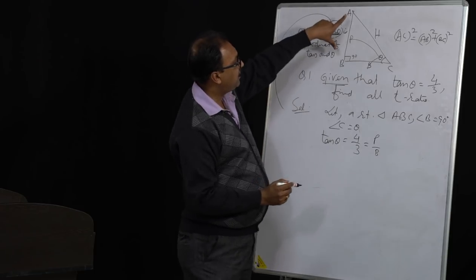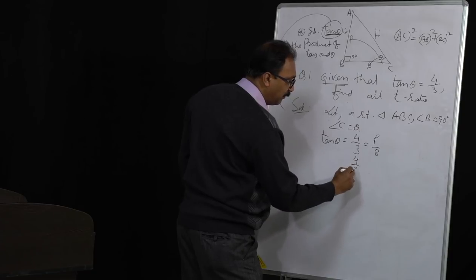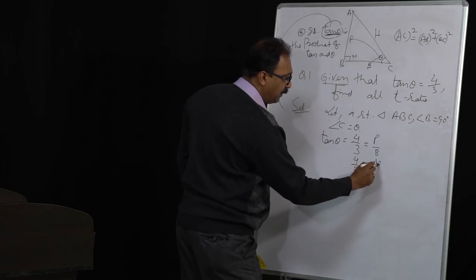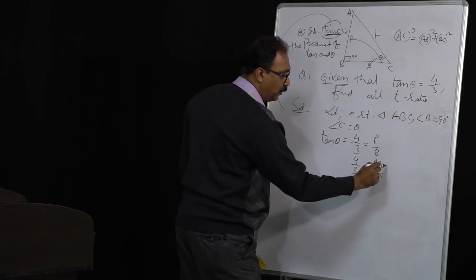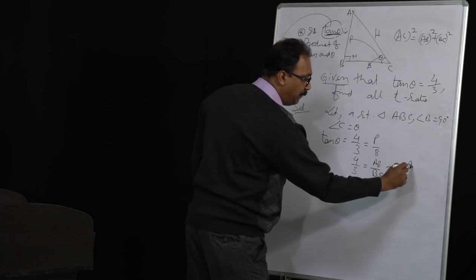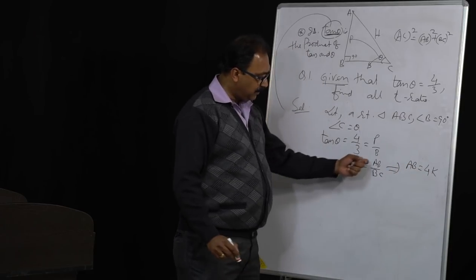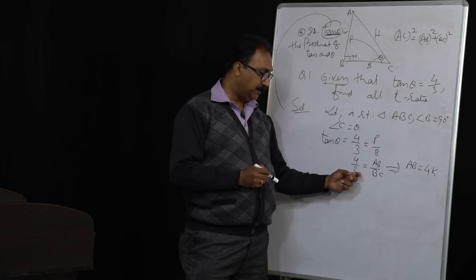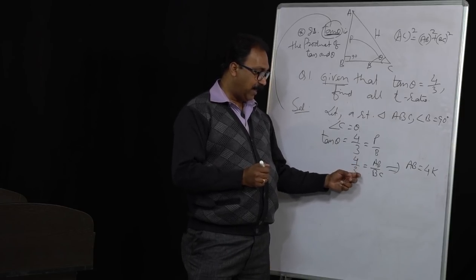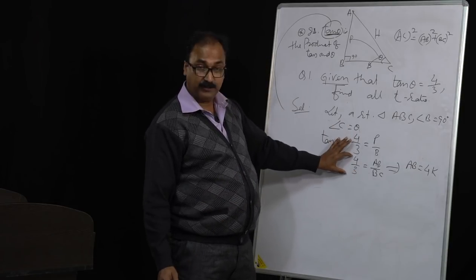Which one is perpendicular here? AB. So that means this perpendicular, 4/3, we can refer to as AB, and the base we can redirect here, BC. So from here, AB is 4K. Why K? Because it's a ratio, it cannot be the actual value. It may be 40, 30, it may be 12 and 9. So after making it the lowest term, we got this part.